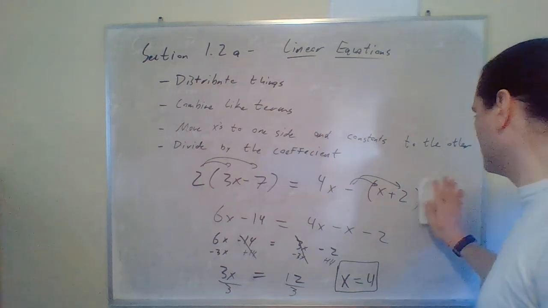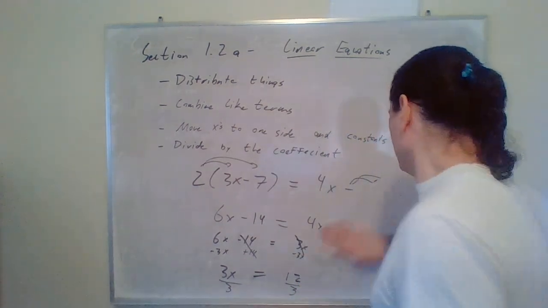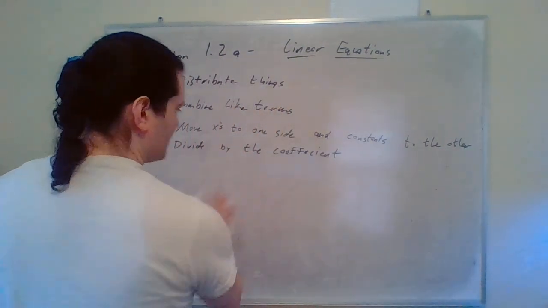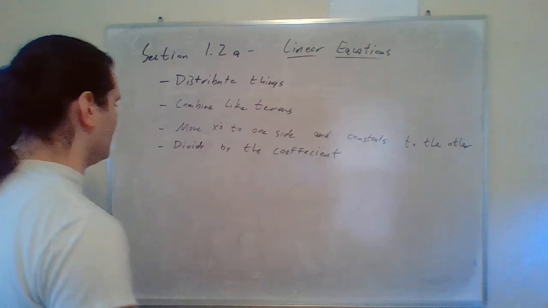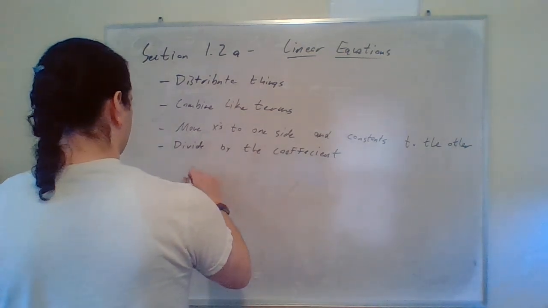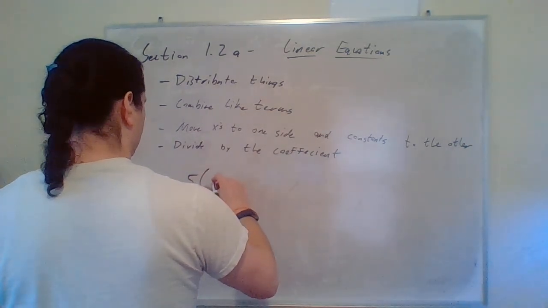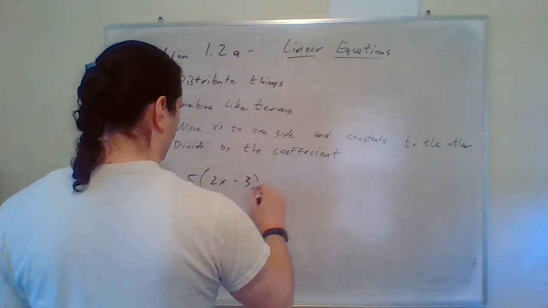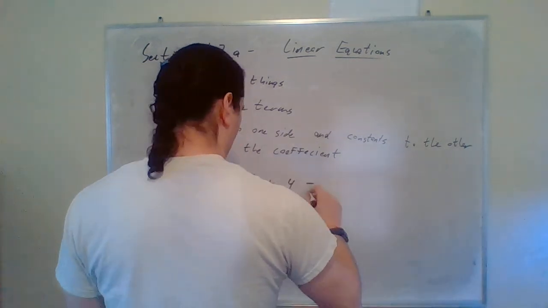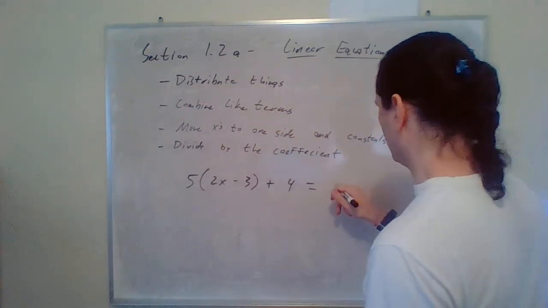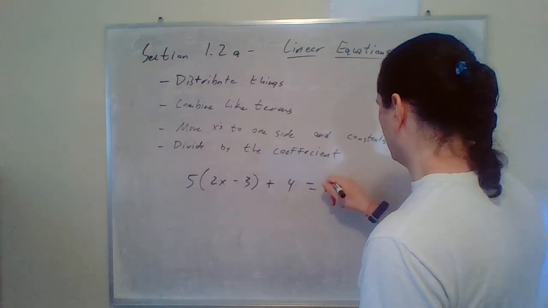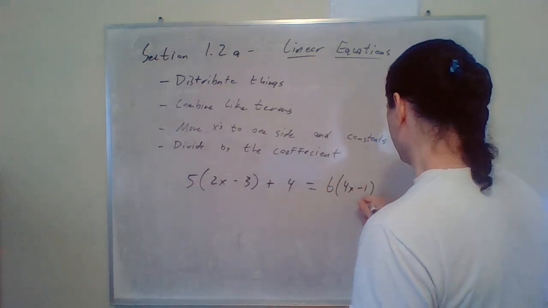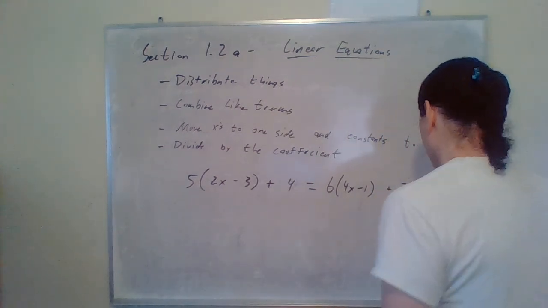I want to do another example with just random numbers, and then I want to talk about what to do with fractions, and then that'll be about it, I think. Let's do 5 times 2x minus 3 plus 4 equals 6 times 4x minus 1 plus 2x.